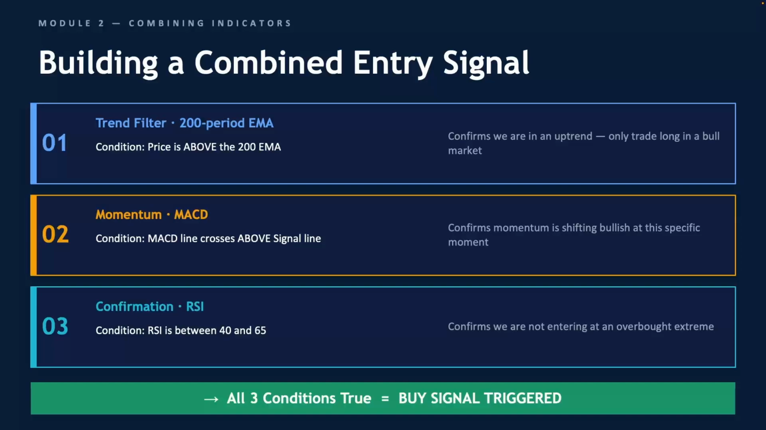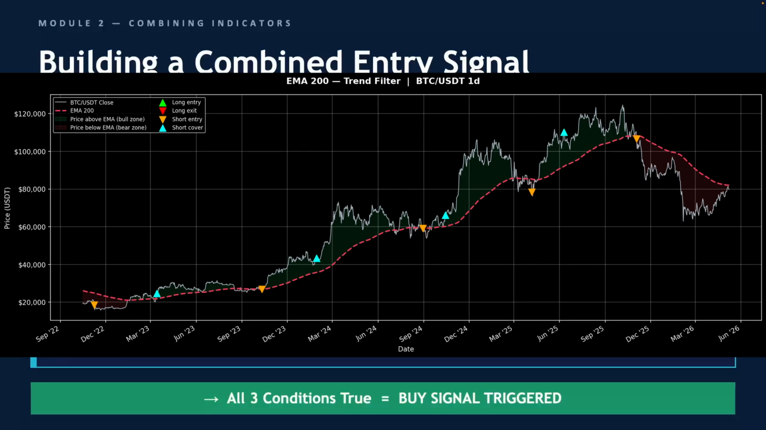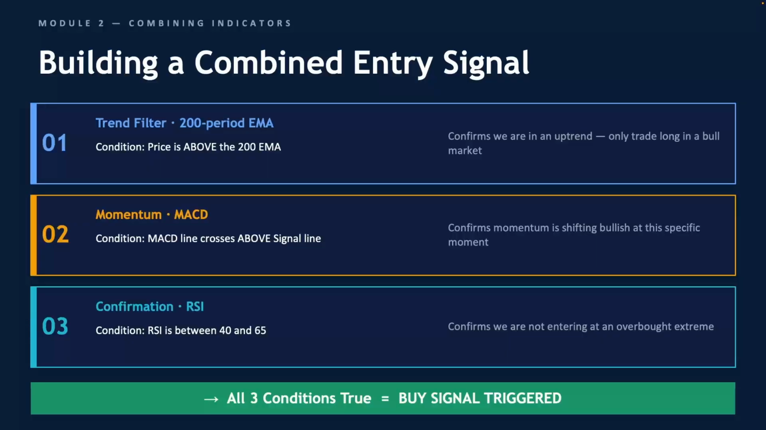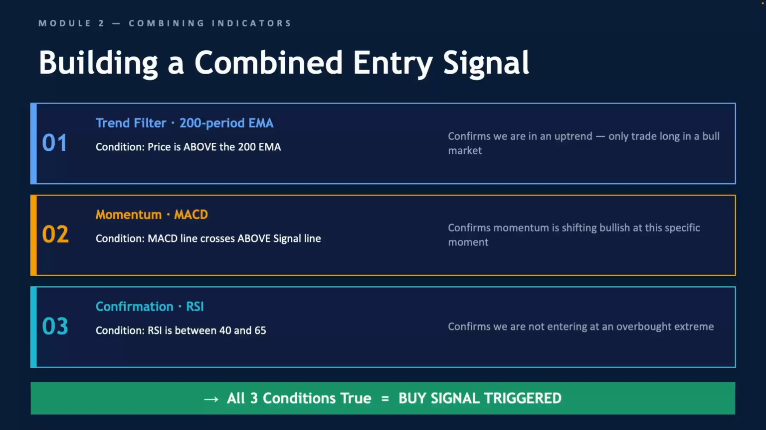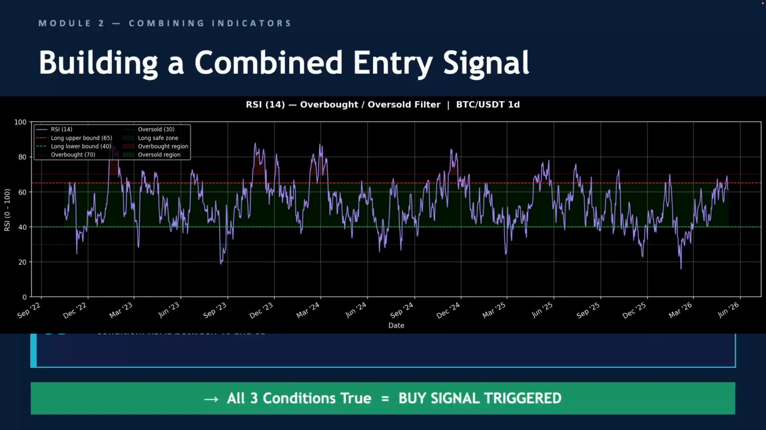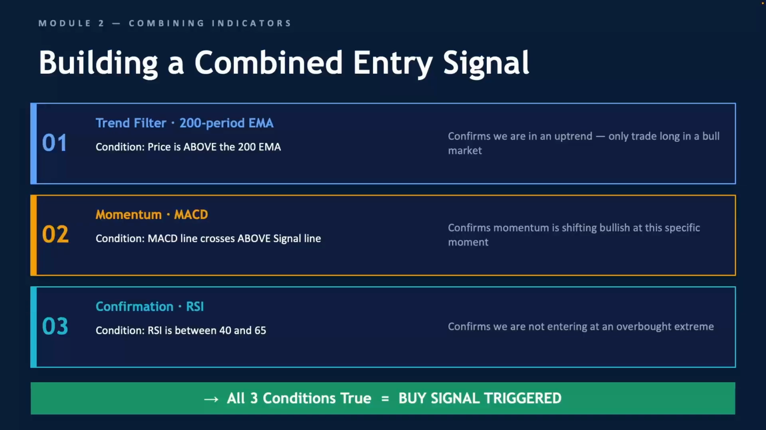The first condition is the trend filter. That is, we want to check if the price is above the 200 period EMA. The second condition is the momentum. That is, the MACD line crosses above the signal line. Then the third condition is the confirmation. That is, the RSI is between 40 and 65. That is, it's not overbought. And when all these three conditions are true, a buy signal can be triggered.